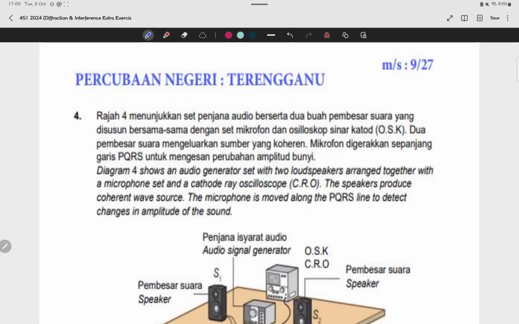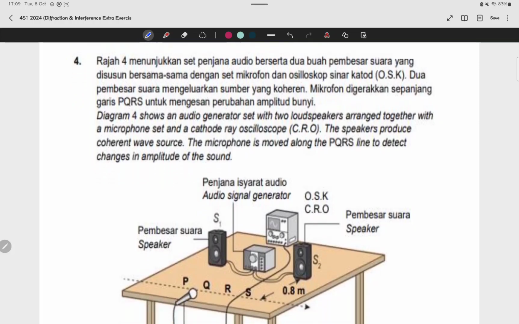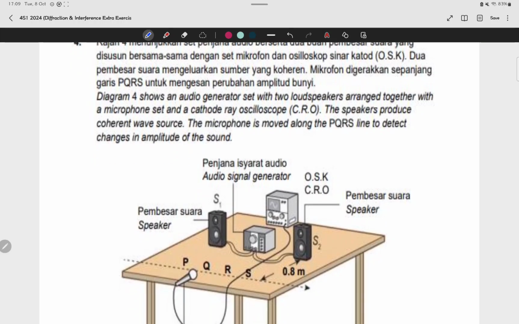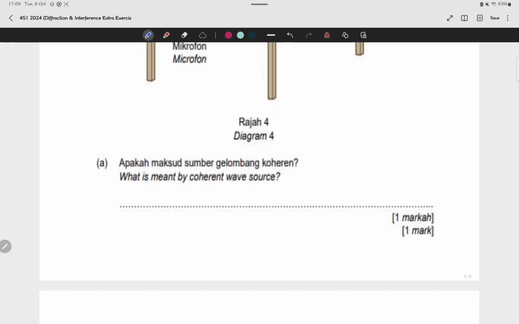Okay, in this video, you will continue with the question for interference of sound wave. So diagram 4 shows an audio generator set with two loudspeakers arranged together with a microphone set and a CRO. The speakers produce coherent wave source. The microphone is moved along the line PQRS to detect changes in amplitude. Okay, so first question, what is meant by coherent wave source?